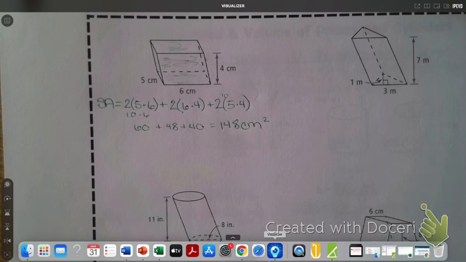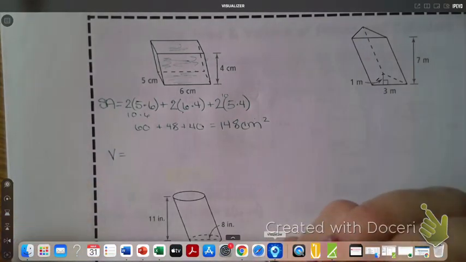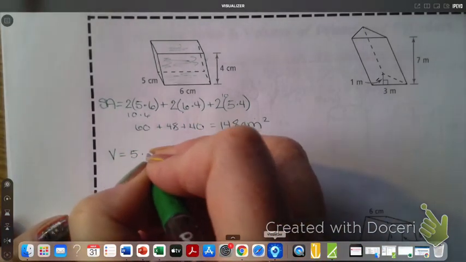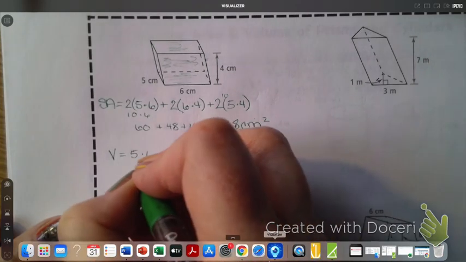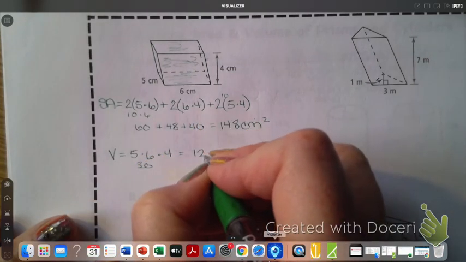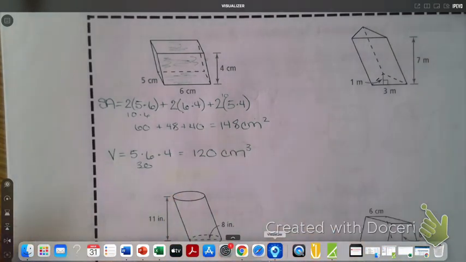Okay, the volume of this figure, Cayenne. 5 times 6, and then times 4. So 5 times 6 times 4, I get 30 times 4 is 120 centimeters cubed.